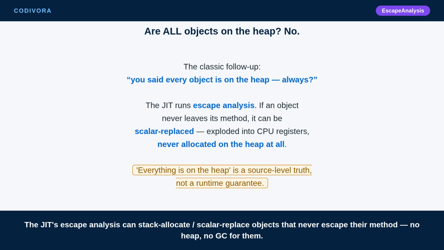And here is the expert twist. You just learned every object lives on a heap. Is that always true at runtime? No. The JIT compiler runs something called escape analysis. It proves whether an object could ever be seen outside the method that made it. If the object never escapes, never returned, never stored in a field, never shared with another thread, the JIT can scalar replace it, which means it explodes the object into plain local variables living in CPU registers. No heap object is ever created, so the garbage collector never has to touch it. So the honest line is, everything on the heap is a source code truth, not a runtime guarantee.